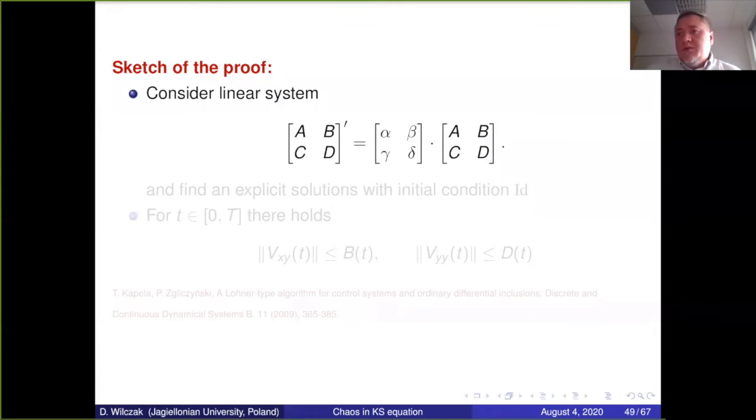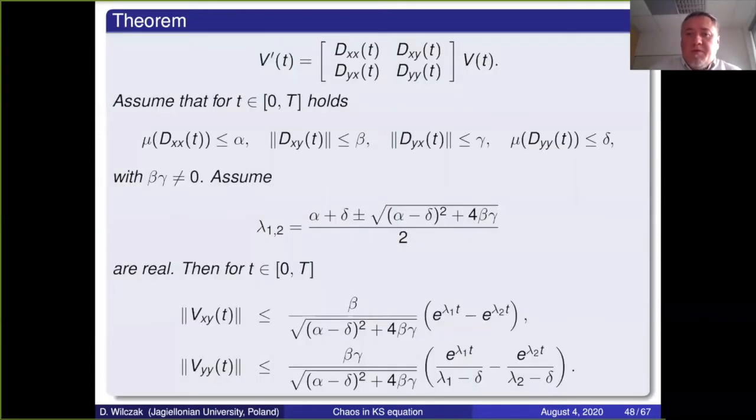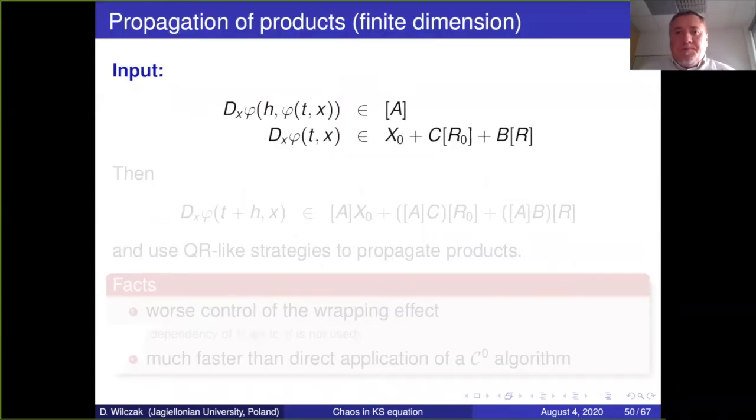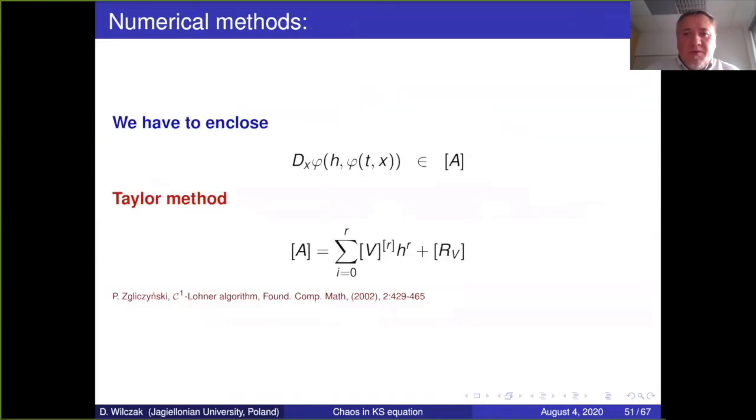Consider a 2 by 2 linear system. It has an explicit solution, with initial condition identity, and then our bounds from the previous slide correspond to the bounds for this explicit solution. Okay, more or less, this is how it goes. And we are going to apply this to infinite dimensional settings. Maybe I will skip this part. It's not that important.